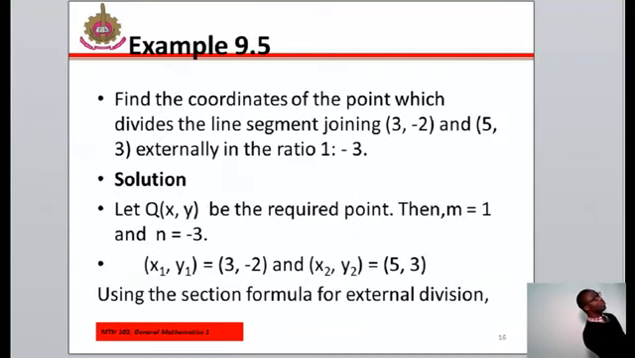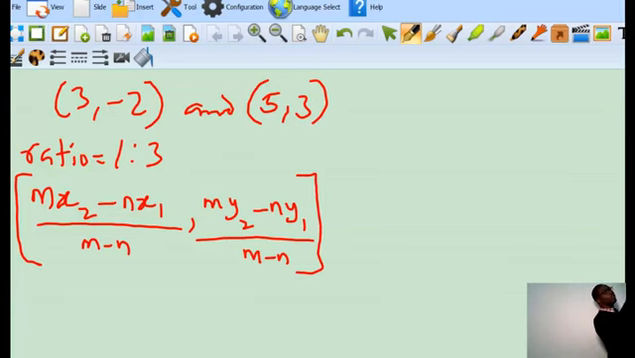Now let us treat the last example, which is: find the coordinates of the point which divides the line segment joining 3, minus 2 and 5, 3 externally in the ratio 1 to 3. Now these are the two coordinates, and don't forget it is the line which divides externally. This is the ratio 1 to 3, m is 1, n is 3. Now this is the formula for external division. Don't forget I told you (mx2 minus nx1) all over m minus n, comma (my2 minus ny1) all over m minus n.